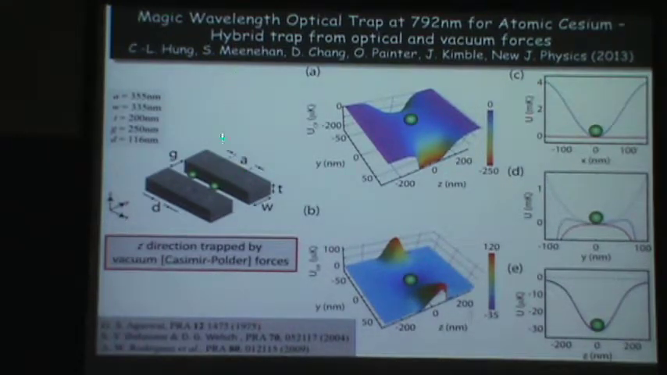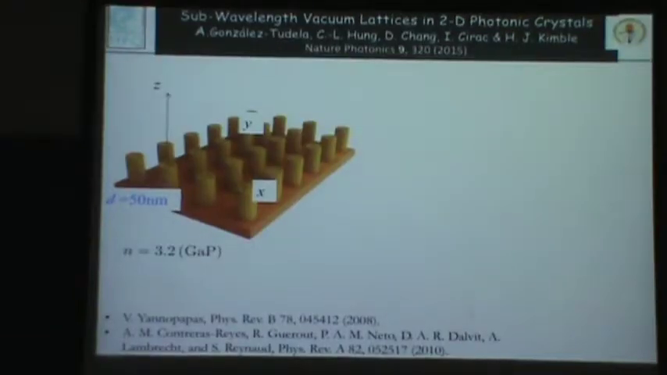And you wouldn't necessarily know how to do that, but Qinglong Hung in my group, now at Purdue, figured out how to do that. This is a trap which in this dimension is completely, the atom will be completely confined by vacuum forces. So that's in 1D. We're trying to do that in 2D. We haven't succeeded.